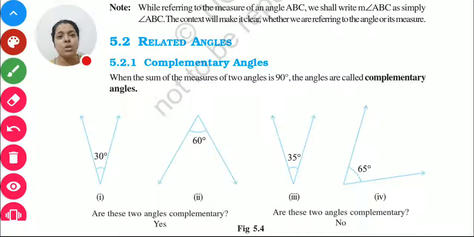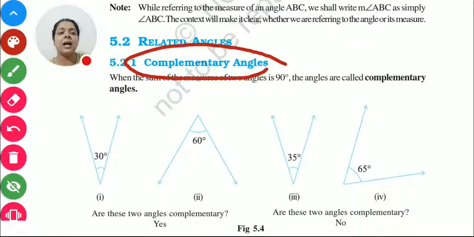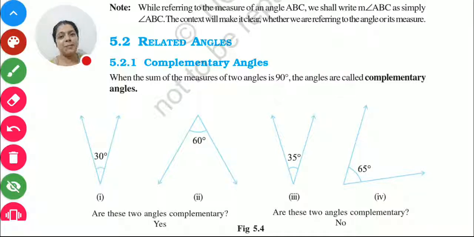Complementary angle means what? An angle which is having the sum total of 90 degrees. Remember, what is a complementary angle? It is having the sum total of 90 degrees. You know, class, chapter 4 you have already gone through, right? And in chapter 4, it was just a simple equation.